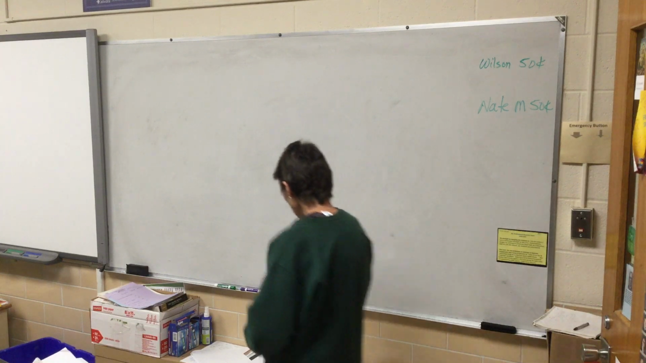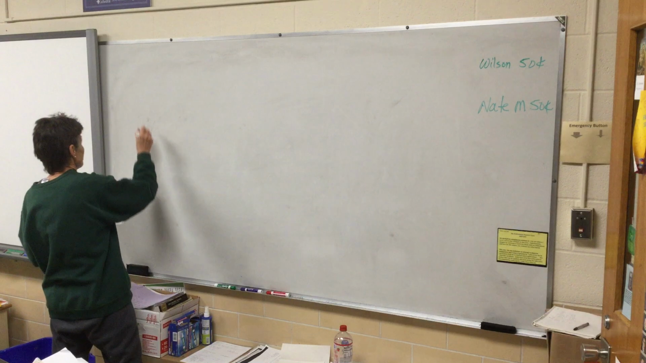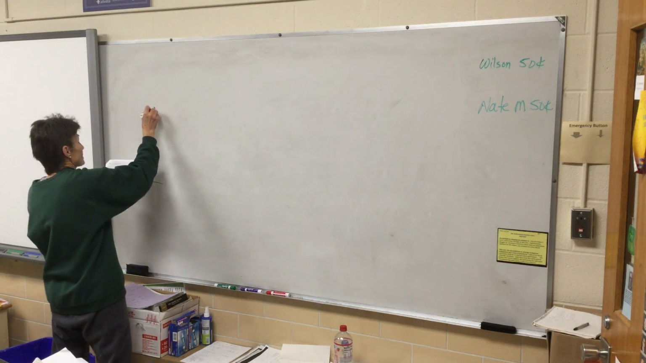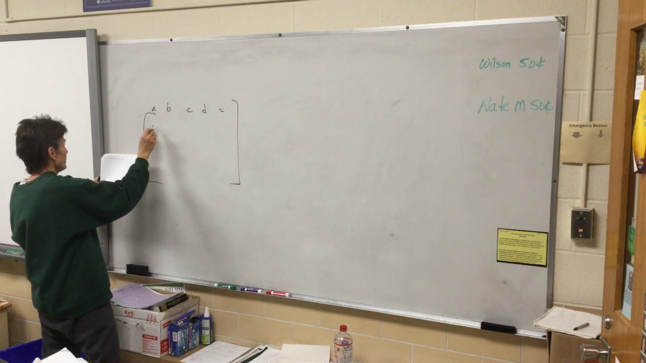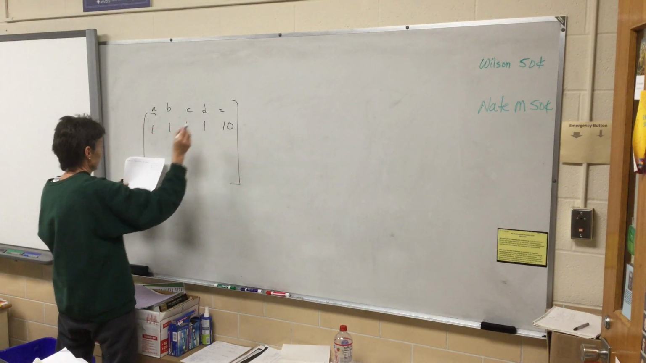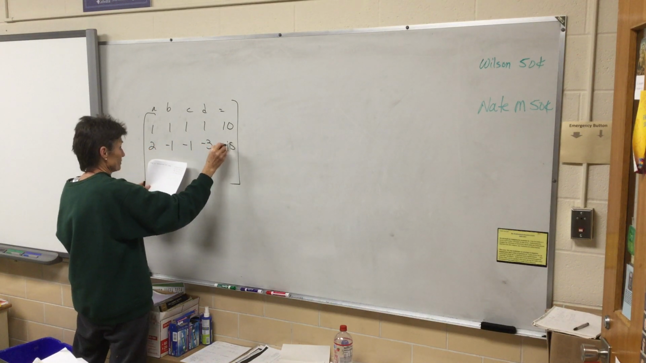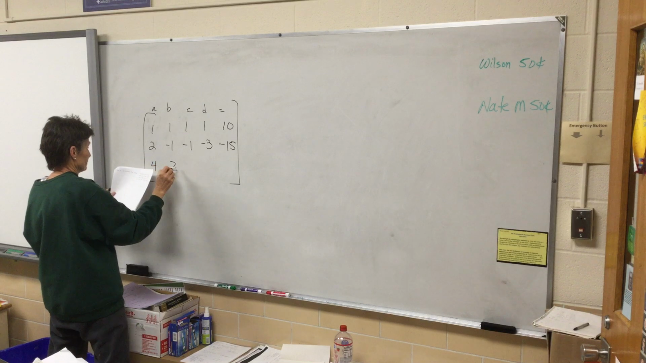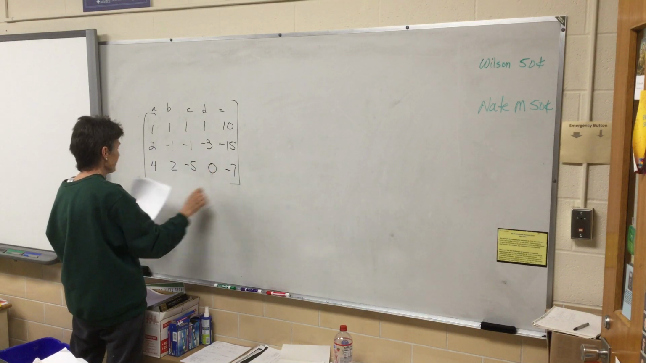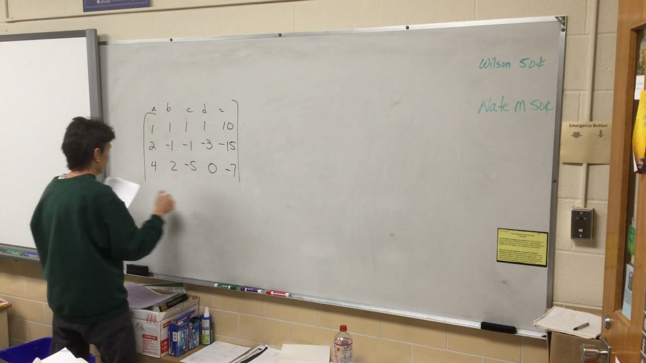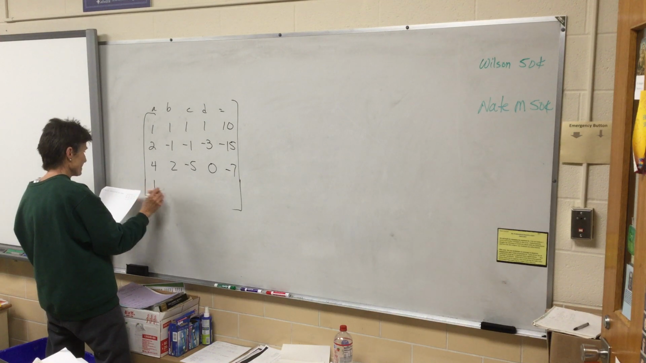So let's be real organized and get this matrix in. This time I have A, B, C, D. So I'll organize myself. Here we go. So 1, 1, 1, 1, 10. Oops, in the third row I'm missing a D. Did you catch that? And in the bottom row, I'm missing a B.